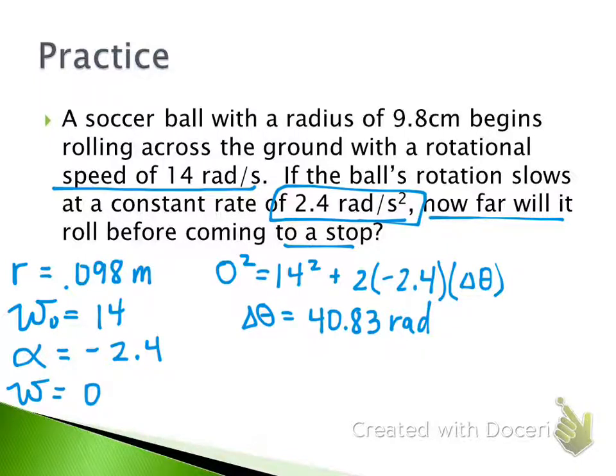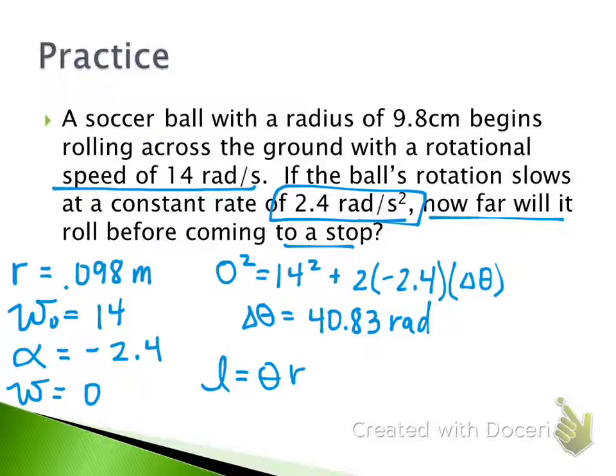Okay, so it tells us it went through 40.83 radians. So what we could do is convert to revolutions and then find the circumference of the circle and look at it based on that. But we have an equation that does it for us. We have an equation that says L equals theta times R, and L is the distance traveled. So we can just use that equation.